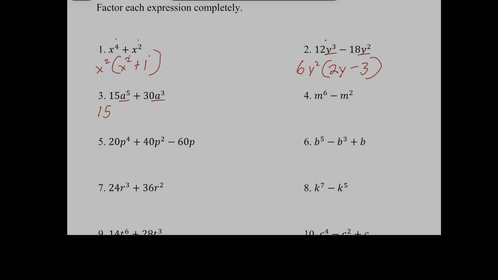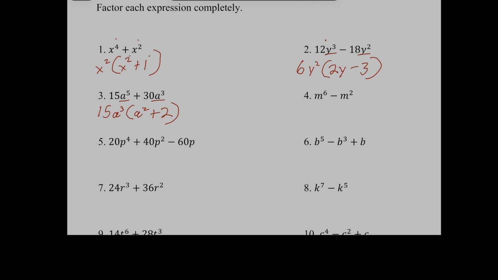Now, how about the letters? I have 5, I have 3. What's the most I can pull out? 3. Parentheses, what's left over? Well, all the numbers are gone. I had 5 A's, I pulled out 3, I'm left with 2. Put a plus sign here, what's 30 divided by 15? 2, I pulled out all the A's, I'm done.